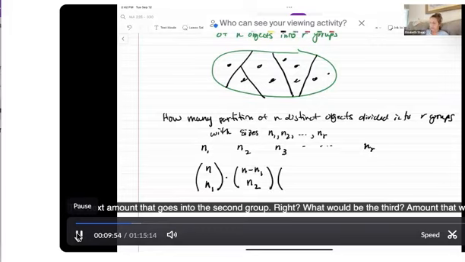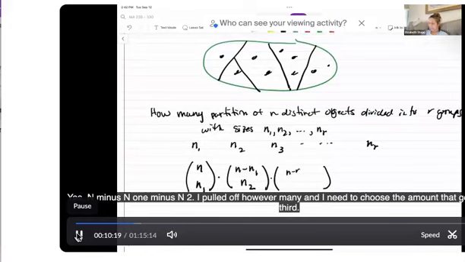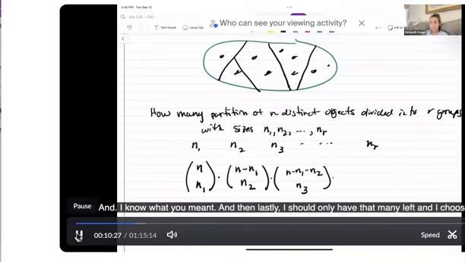What would be the third amount that we have left? What would be the next coefficient or factor that goes there? How many do we have left now? Yes, n minus n1 minus n2. I pulled off however many, and now I need to choose the amount that goes into the third. And then lastly, I should only have that many left and I choose them all.